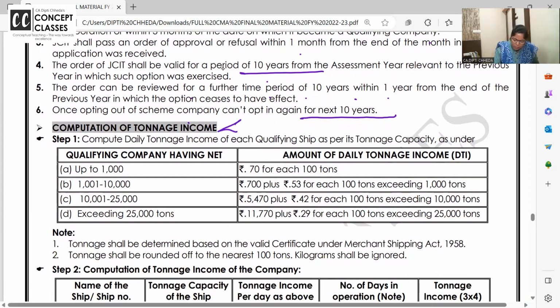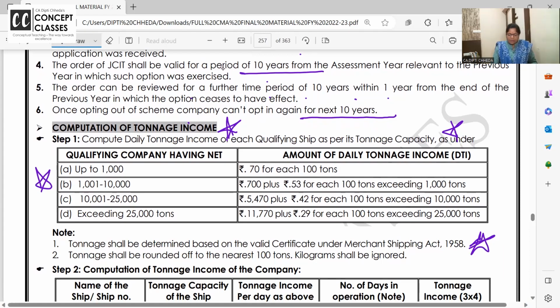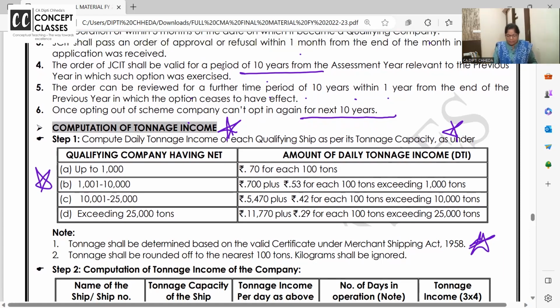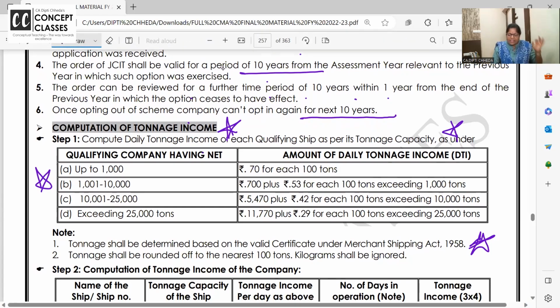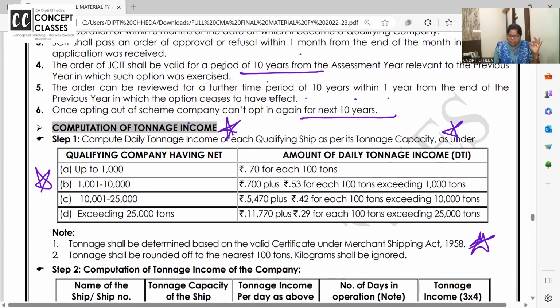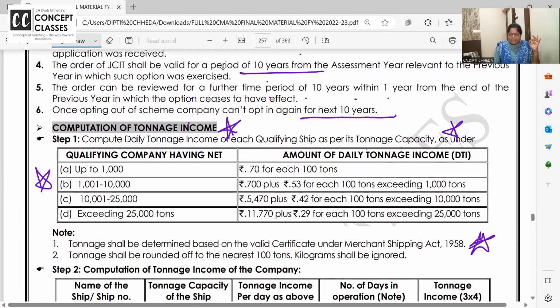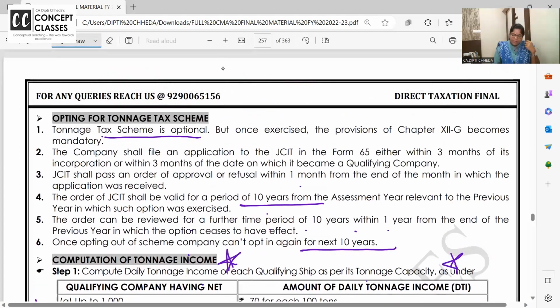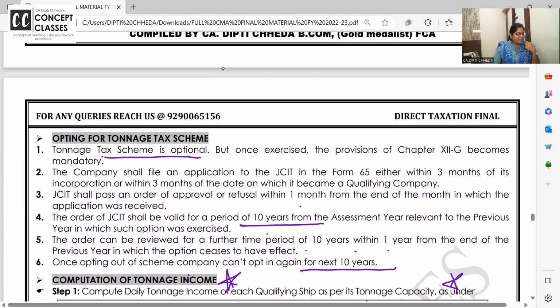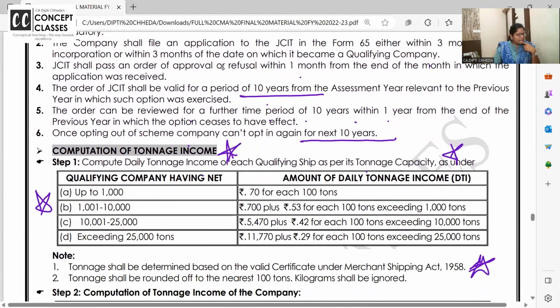Now the most important part. Put a crown on this. We will do problems related to this now. Very important. Ma'am, we will have to learn this. Yes, absolutely. Compute daily tonnage income of each qualifying ship as per its tonnage capacity. Tonnage capacity should be minimum how much? 15 net ton. Okay.